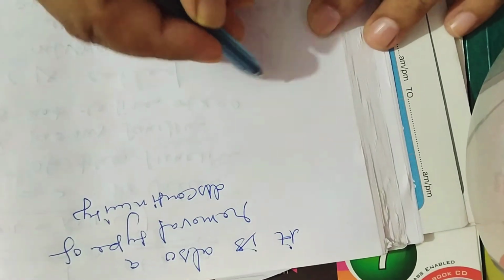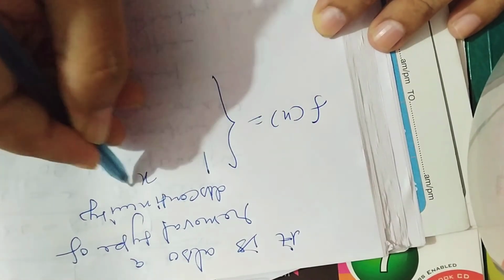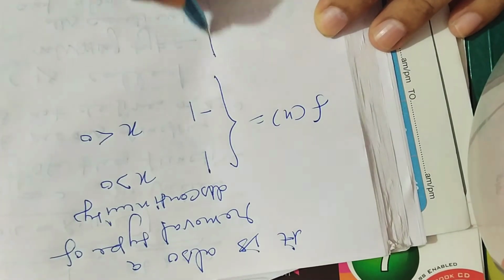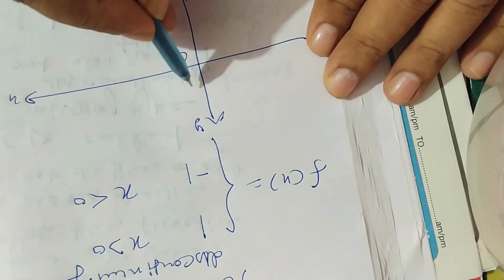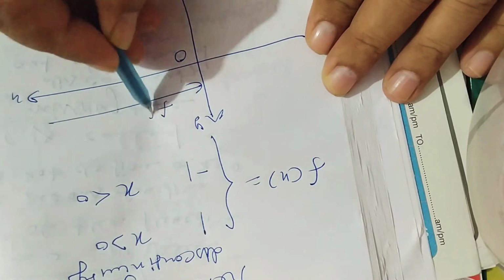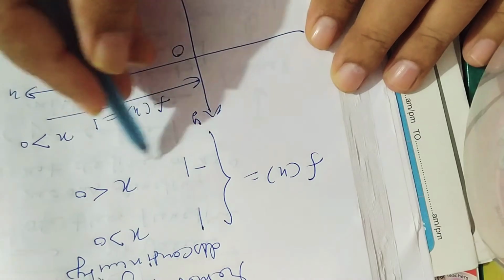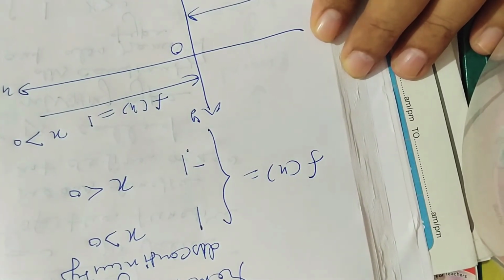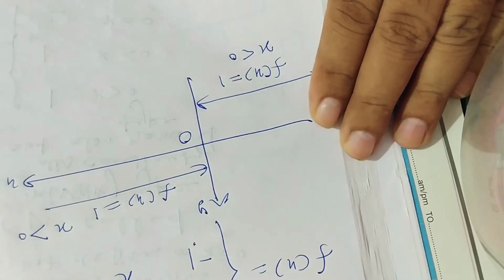Again we take an example. f(x) is equal to 1, x greater than 0, and minus 1, x less than 0. We trace a graph again. This is the x-axis, this is the y-axis. This is the graph f(x) equal to 1. The condition is that x must be greater than 0. And this is the graph f(x) equal to minus 1. The condition is that x less than 0.